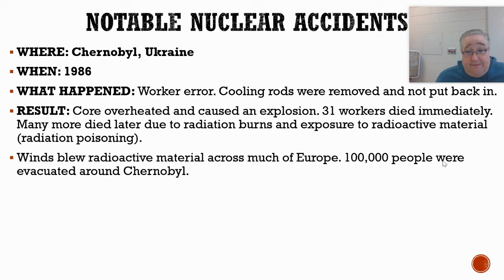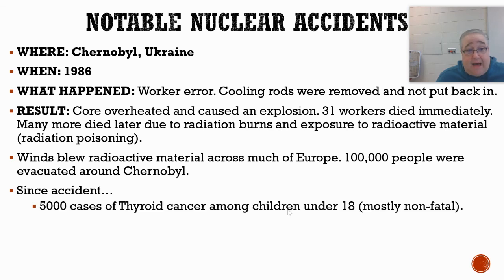100,000 people had to be evacuated around the town of Chernobyl. Many of them did get sick, many of them did die. Since the accident, 5,000 people ended up getting thyroid cancer. A lot of them were children. Some of this was non-fatal, but there were birth defects that have been found in people who lived near the accident.